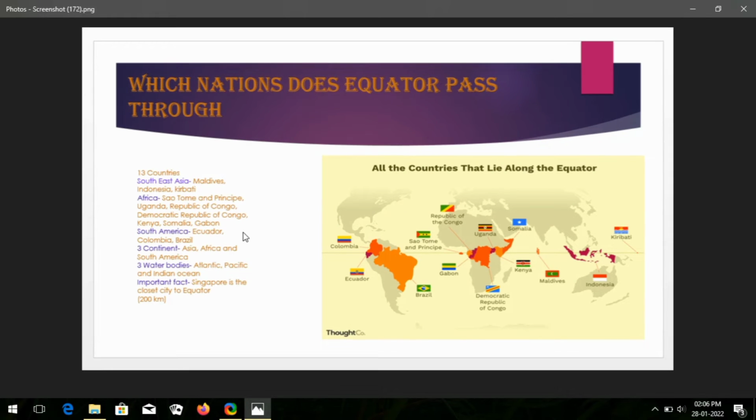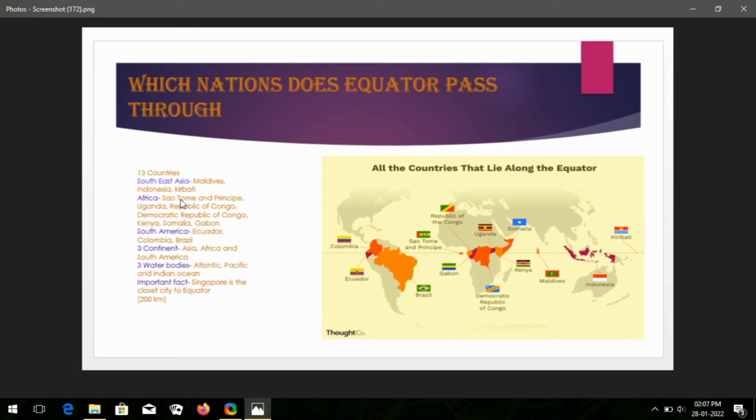And here let's talk about which nations the equator passes through. Now let's talk about the equator, the main line, this middle line, the important line. If you talk about the countries, totally 13 countries lie near about this equator, fine. The first one, let's talk about Southeast Asia. In Southeast Asia, the Maldives, Indonesia, and Kiribati over here, this part, fine.